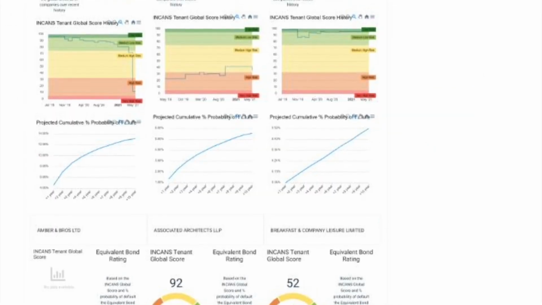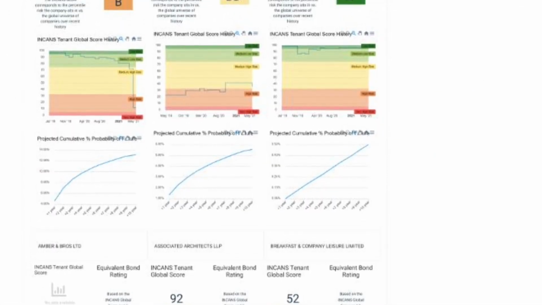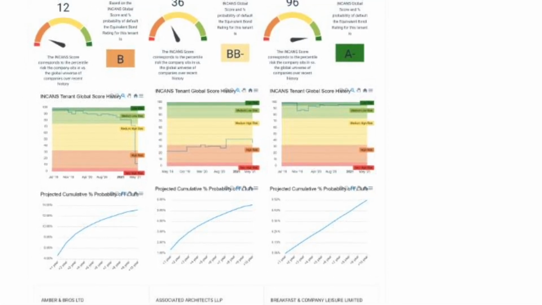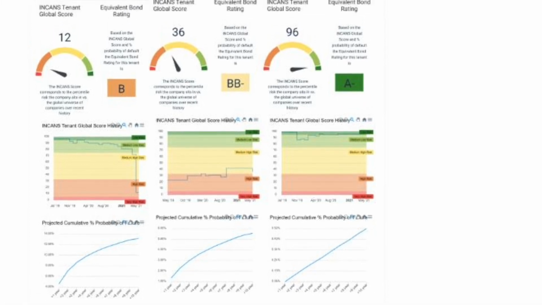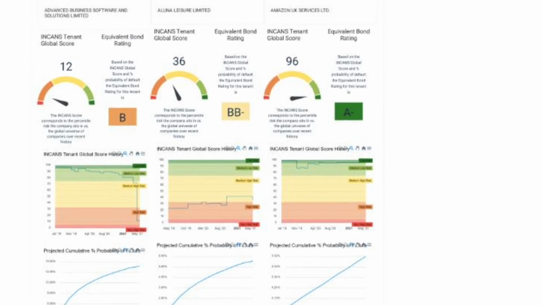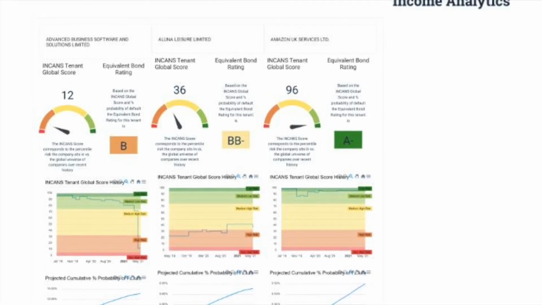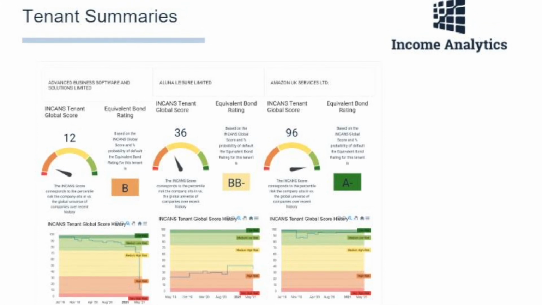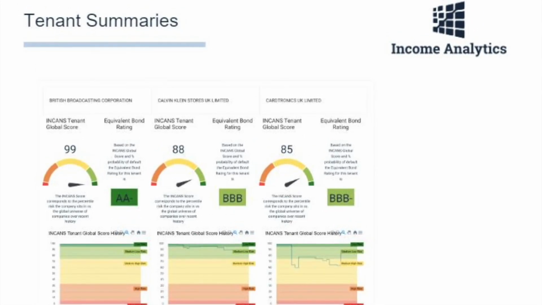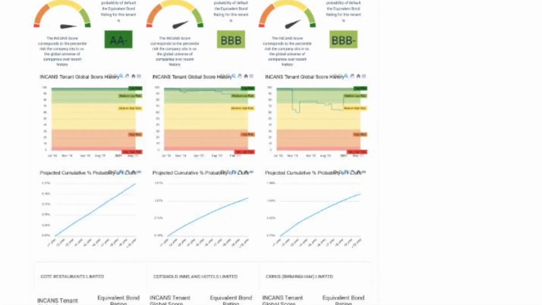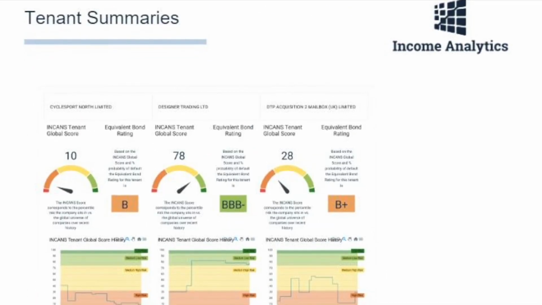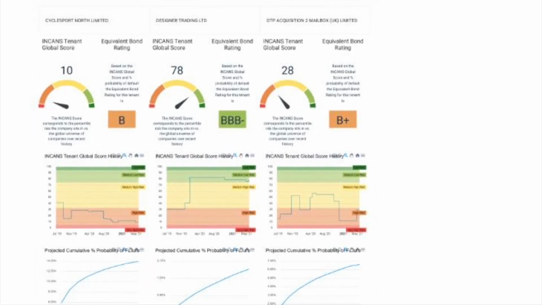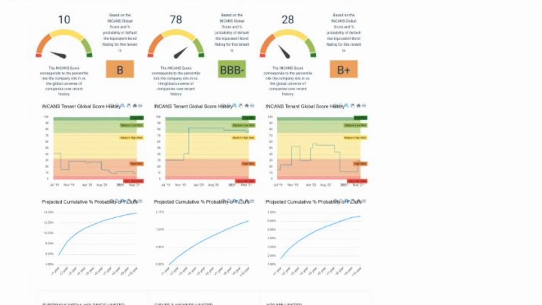We then finally reach the tenant summaries. And what you're seeing is essentially a mirror of what you saw at the asset level. So we've got the global score here. We've got the equivalent bond rating. We've got the 2 year history of the global score, and we've got that projected cumulative probability of failure. And you'll see here quite a mix. Now, all of these have been rolled up, weighted by their rental contribution to the asset, to that asset score. But you can see here a whole variety of different scores and situations going on in this particular asset.